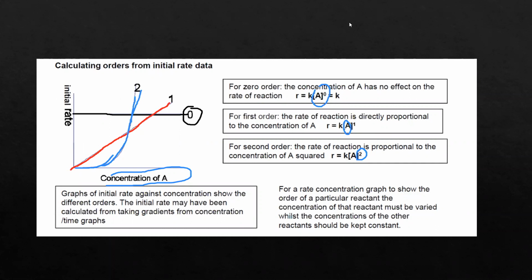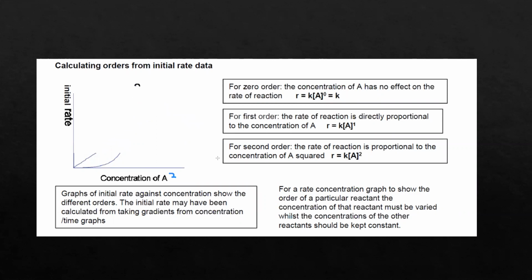But if I change the labels here, for example, if I'm plotting a graph for concentration squared, as a second order reaction is there, if I'm plotting a graph for concentration squared and initial rate, in that case we should have a straight line passing through the origin for second order. Because this is concentration squared.